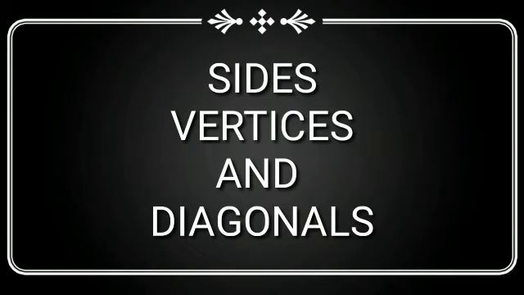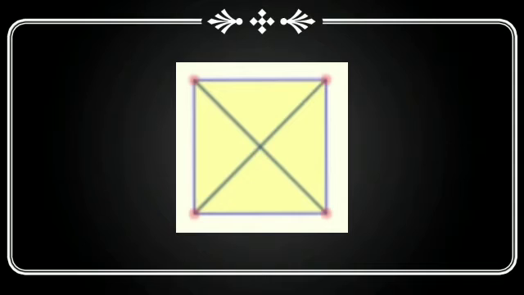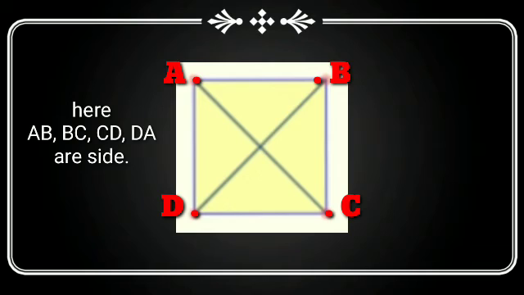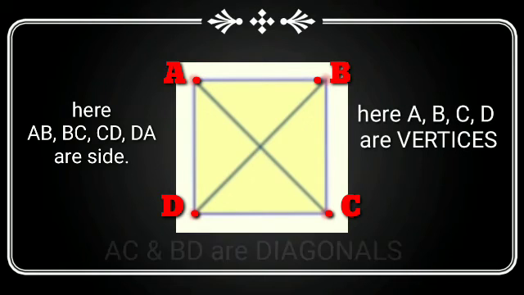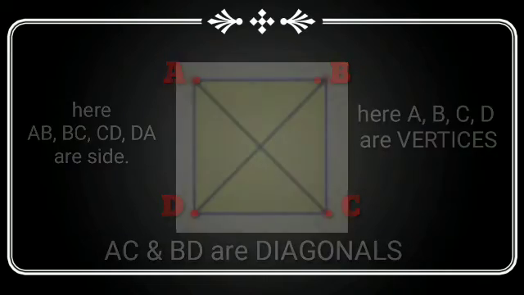Now going to the sides, vertices and the diagonals. Here one picture is given, that is a quadrilateral, and the points A, B, C and D are given over here. So these points A, B, C and D are known as the vertices of this quadrilateral. Here AB, BC, CD, DA are sides, and AC and BD are the diagonals.